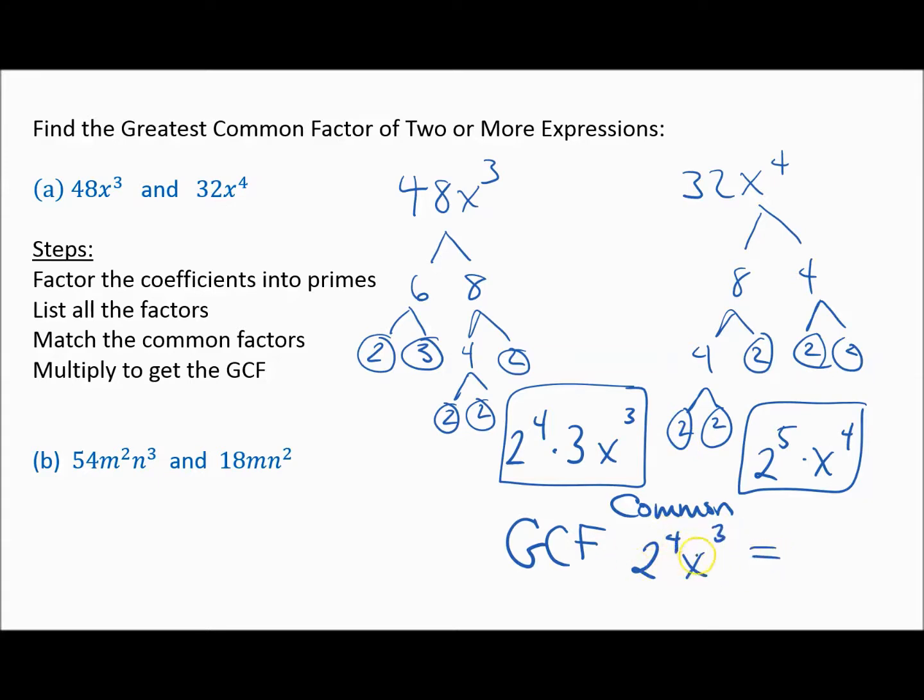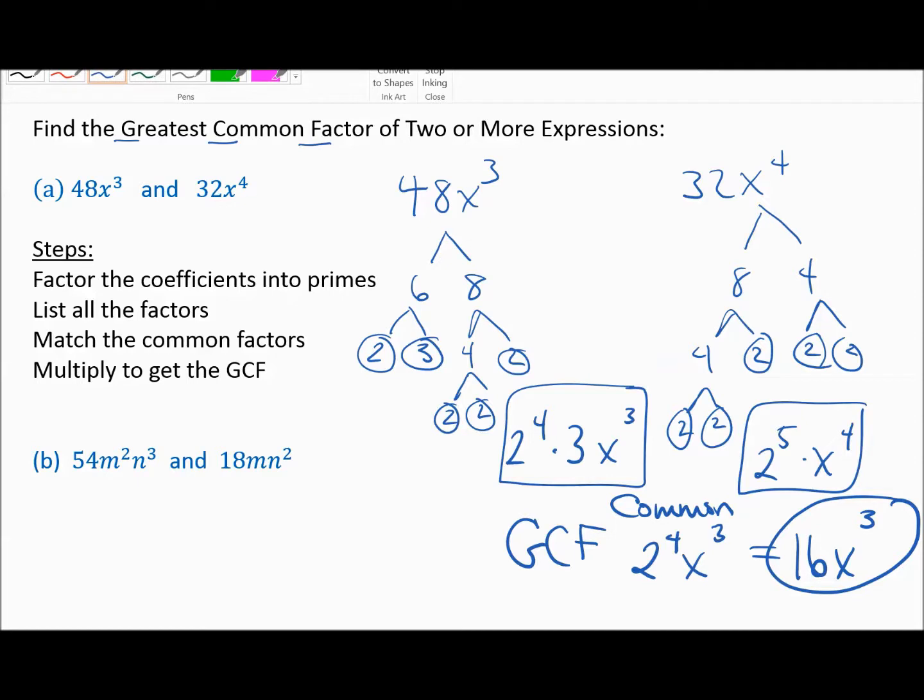And I'm not supposed to leave 2 to the fourth as 2 to the fourth. I'm supposed to multiply it out. So 2 times 2 is 4, times 2 is 8, times 2 is 16. 16x to the third is your GCF, or greatest common factor, for these two expressions.